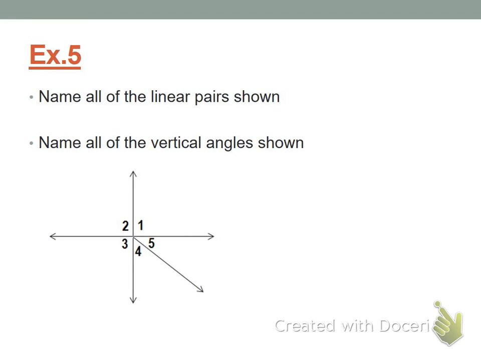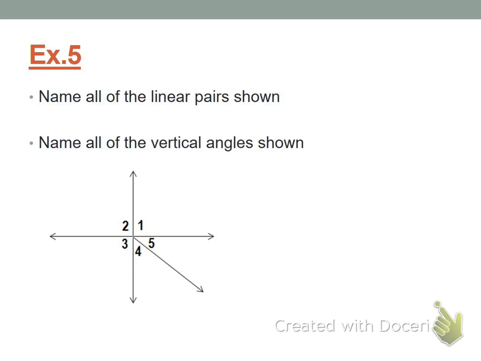All right, in example 5, name all of the linear pairs shown. This can get a little tricky. We've got a couple of them. Anybody want to give me one? So pairs, meaning that I should have how many angles at a time? 2.